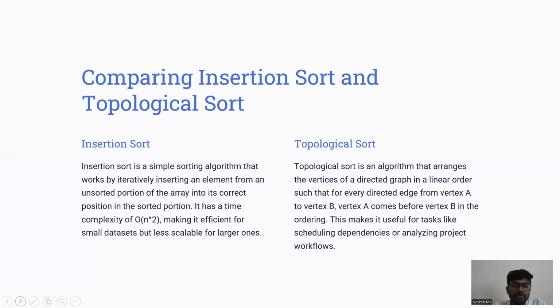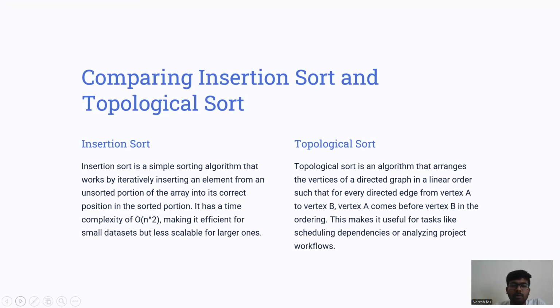Comparing insertion sort and topological sort. First one, insertion sort. Insertion sort is a simple sorting algorithm that works by iteratively inserting an element from the unsorted portion of the array into its correct position in the sorted portion. It has a time complexity of O(n square), making it efficient for small data sets but less scalable for large ones.